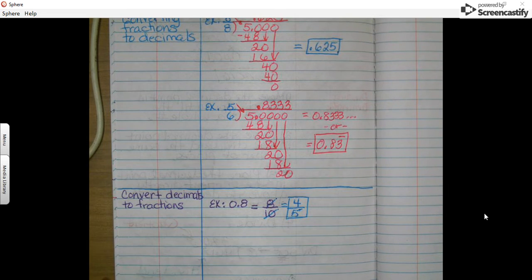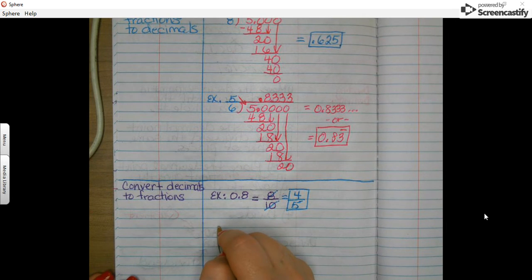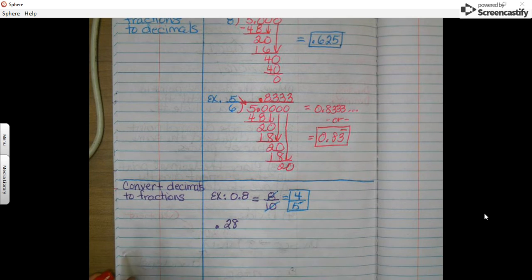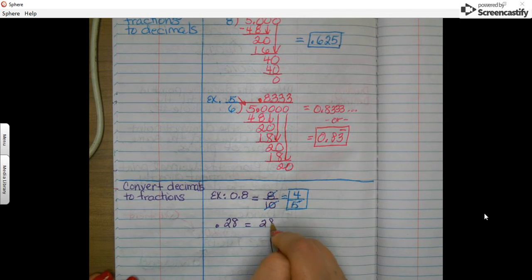So let's do another example. This time, we're going to take 0.28. So when you go 2 places after the decimal point, if the first one is tenths, what's the second one? Do you remember? It is hundredths. So that means I'm going to take that 28 and put it over 100.